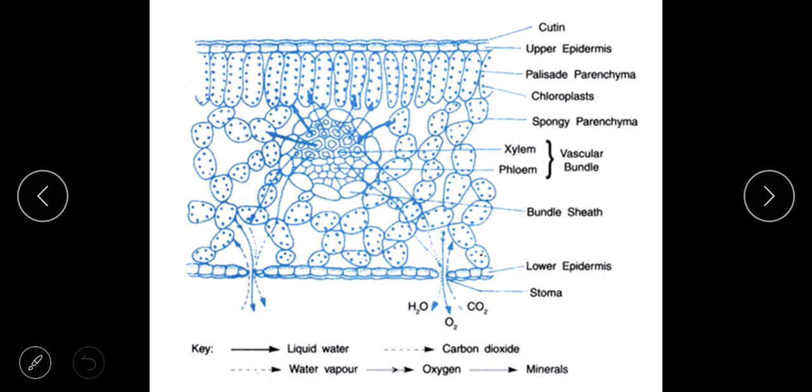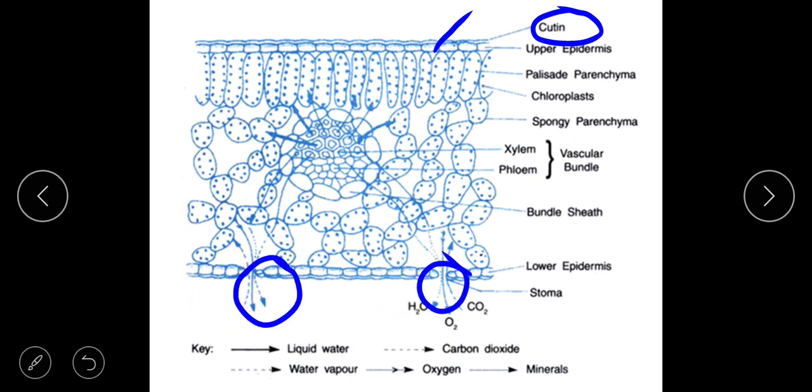If you just see the detailed view of the section of a leaf, you'll find a structure somewhat like this. Now here you can see the upper epidermis. This upper epidermis has a single layer over there. You can see it is written the cutin. This cutin is actually a cuticle, a waxy coating which prevents the loss of water by evaporation. Now this is the lower epidermis where you see the stomata. The number of stomata is greater on the lower surface as compared to the upper surface to reduce the rate of transpiration. In between these is the mesophyll layer where the photosynthesis occurs.